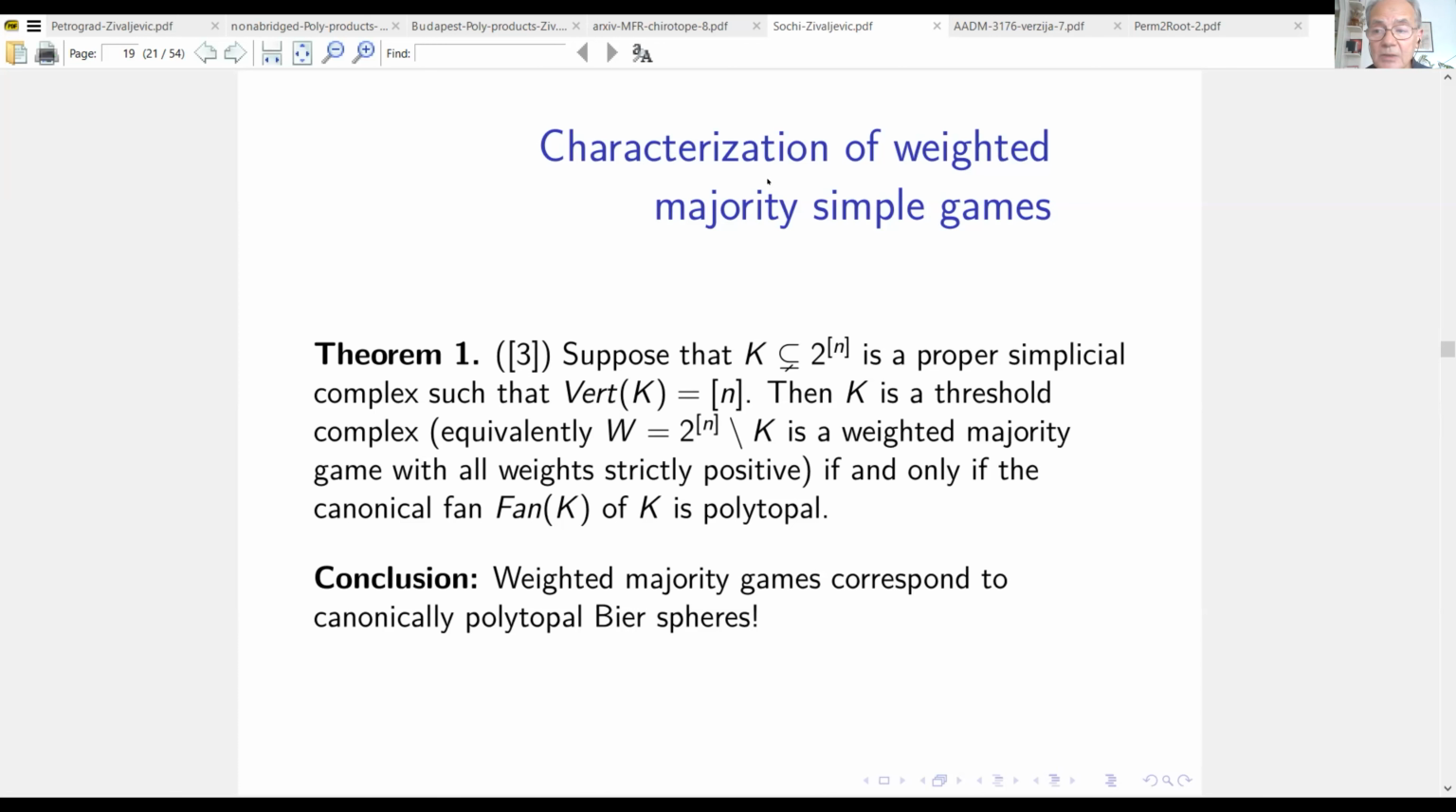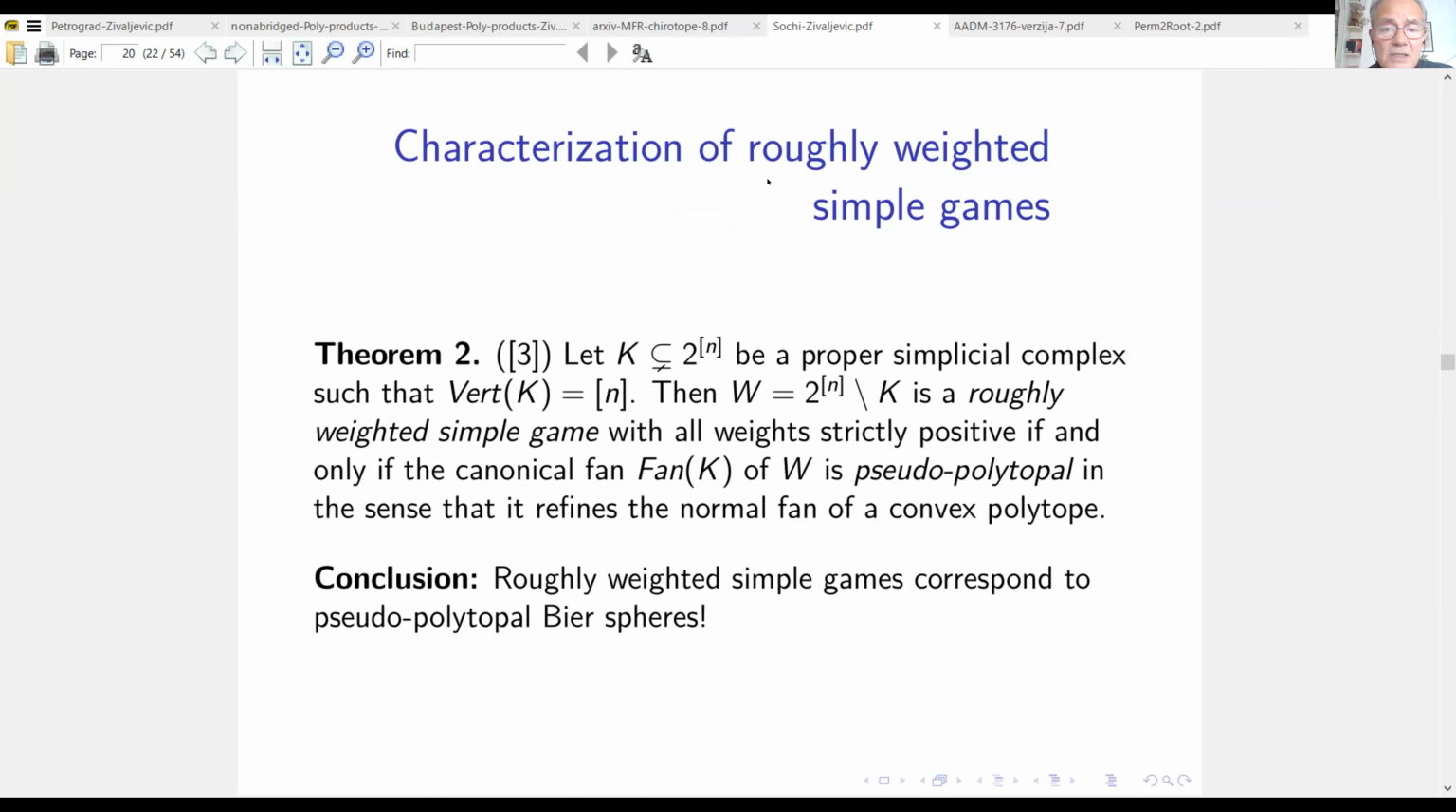It is polytopal in the best possible way. So K is a threshold complex if and only if the Bier sphere is canonically polytopal. That's the first theorem. The second one characterizes roughly weighted simple games.